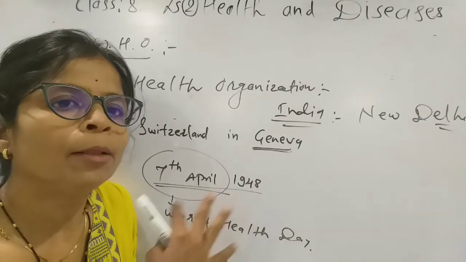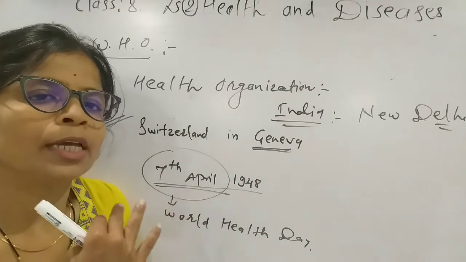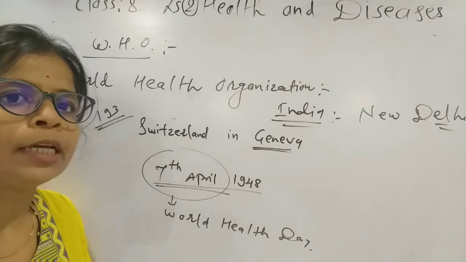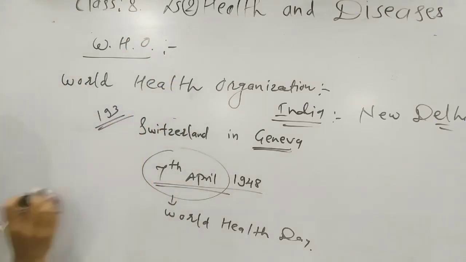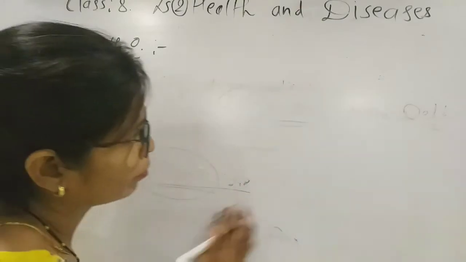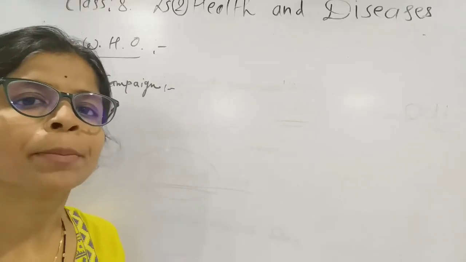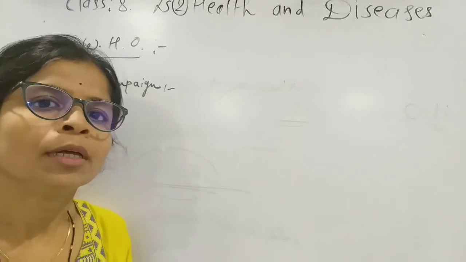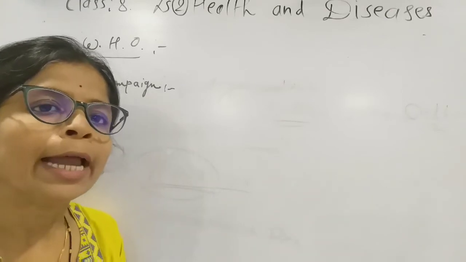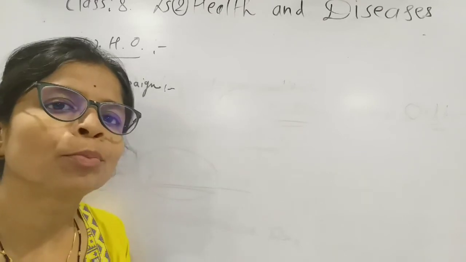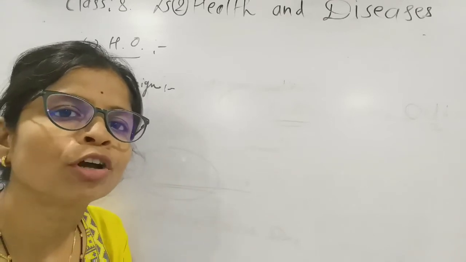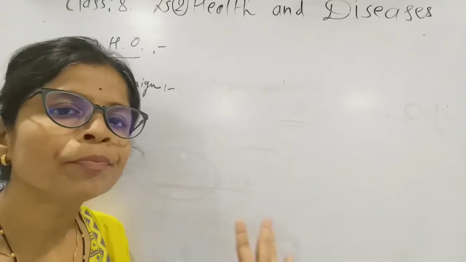This organization helps us regarding various health issues. It also makes the general public aware of different diseases. Related to this, we will discuss the Pulse Polio campaign. The National Department of Health is running the Pulse Polio campaign, to administer the polio vaccine to the maximum number of children under the age of 5. This vaccine is provided free.